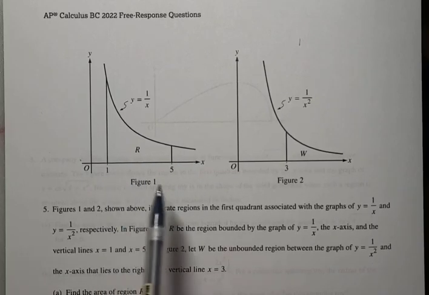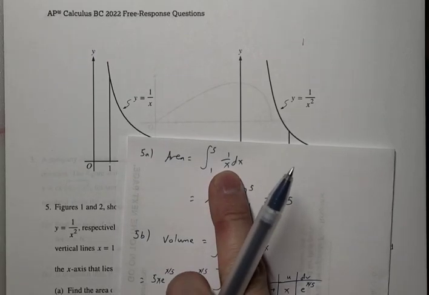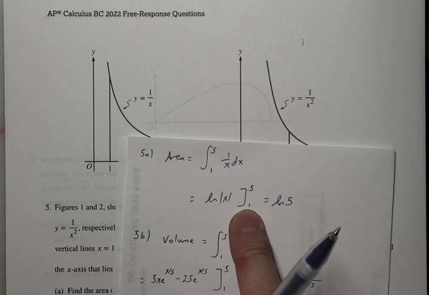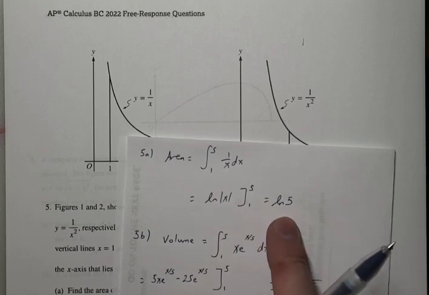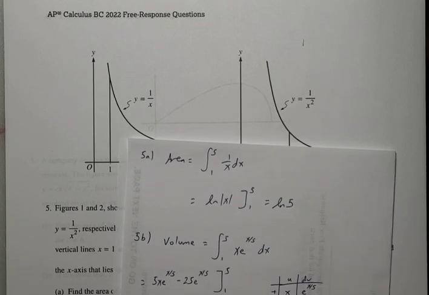So it's the integral from 1 to 5, 1 over x dx. Okay, what's the antiderivative of 1 over x? That's just natural log absolute value x. Do fundamental theorem of calculus, so evaluate from 1 to 5. This is just ln 5 minus ln 1. Ln 1 is just 0, so ln 5 is the answer.